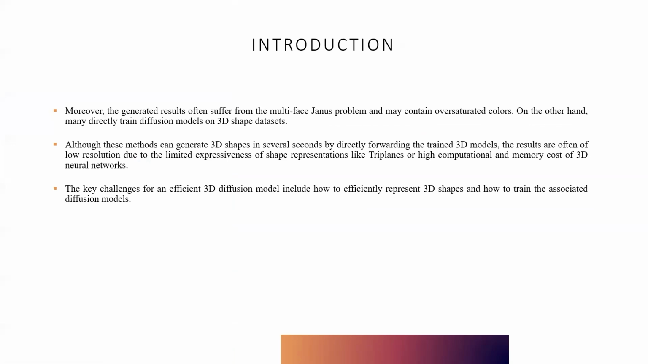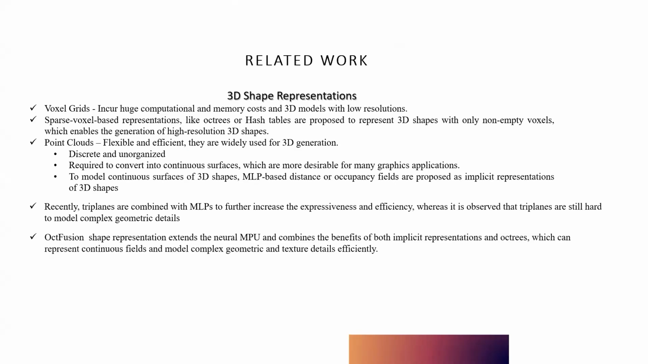Moreover, the generated results usually suffer from the multi-face Janus problem and may even contain oversaturated colors. On the other hand, many diffusion models are directly trained on 3D shape datasets. Voxel grids incur huge computational and memory costs, and the models generated using voxel grids are of low resolution.